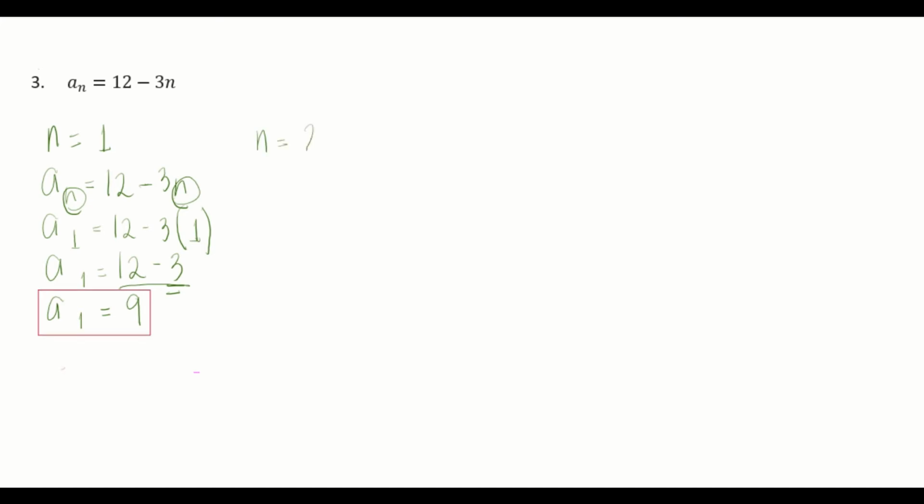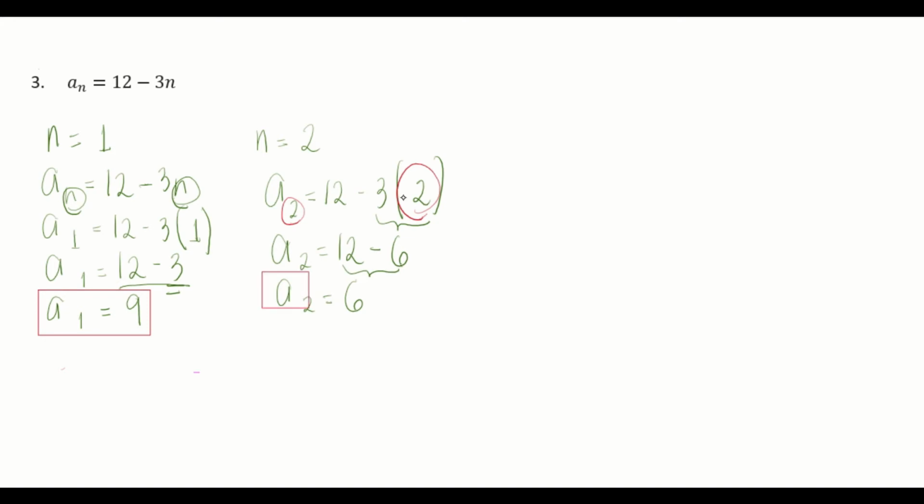For our second term, n equals 2. Again, a sub 2 equals 12 minus 3 times 2. Our 2 here is from our variable n, or changing n to 2. So we have a sub 2 equals 12 minus 6. The 6 here came from multiplying 2 and 3. So a sub 2 is 6 because 12 minus 6 is 6. So our second term is 6.